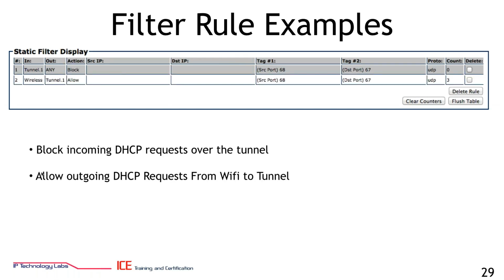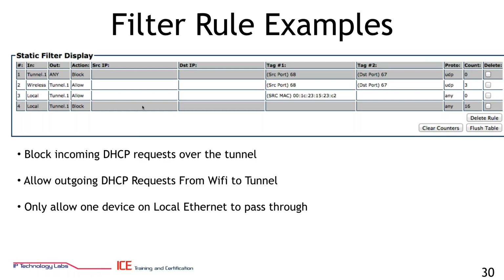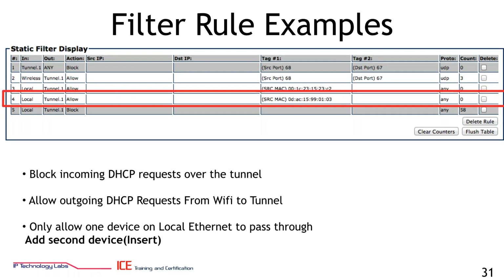I can allow a DHCP request to come in through the Wi-Fi and out the tunnel. And then I can also set up a MAC address rule, so coming from the local interface to the tunnel, allow this source MAC address. But then we're going to block everything else from the local interface to the tunnel. So we're only allowing this one device to go through the tunnel. Later on, if I decide I want another device going through the tunnel, I can insert a new rule with the new source MAC address, and have that additional device allowed to go through the tunnel, and everything else is blocked.